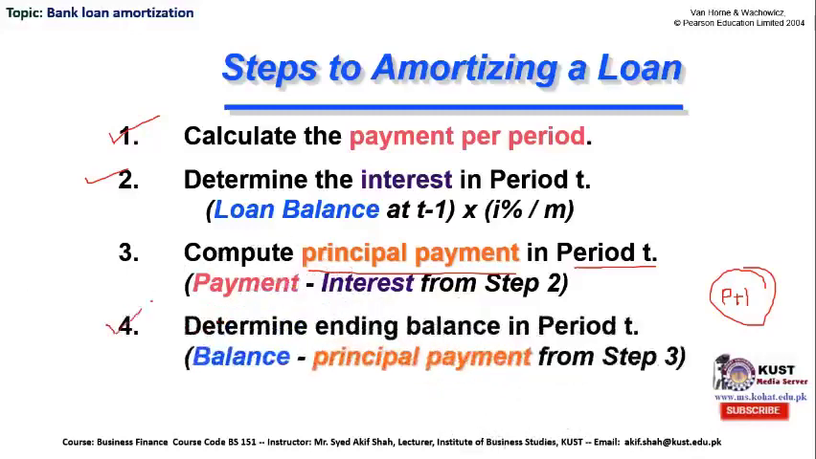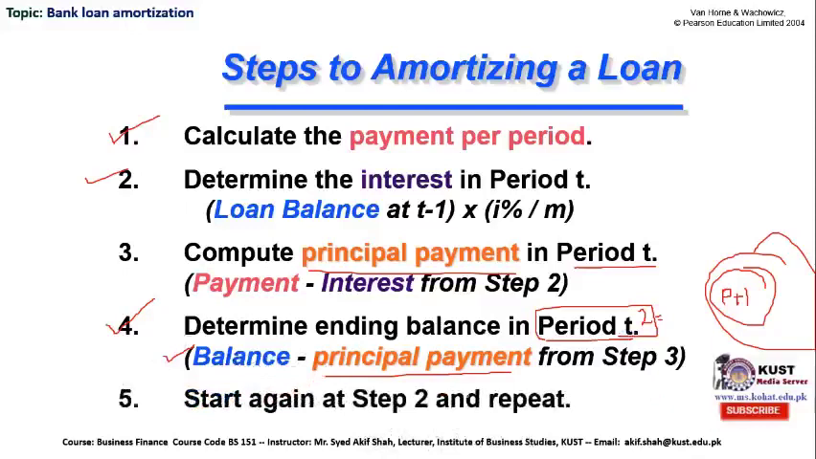The fourth step involves determining the ending balance in period T, as we have taken the example of the second year. After paying this installment per period, the leftover balance which she is going to pay in the next 3 years needs to be determined. The procedure is the balance available in the prevailing year minus the principal payment from step number 3, and it will give you the remaining balance or ending balance in time period 2.